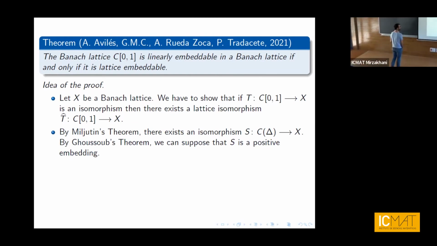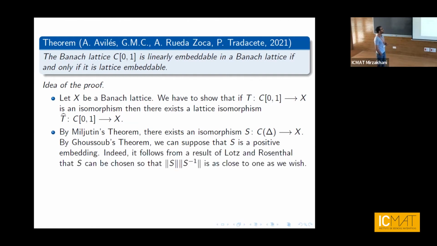And well, among these equivalent conditions proved by Gons and Rosenthal, they prove that indeed, if we have such a positive embedding, this positive embedding can be taken in such a way that this norm is as close to one as we wish. So we are going to fix epsilon, and we are going to assume that the product of these terms is smaller or equal than 1 plus epsilon.